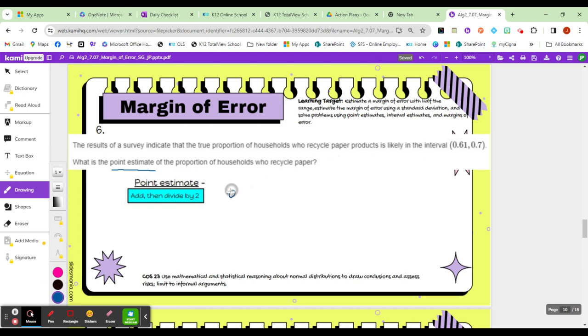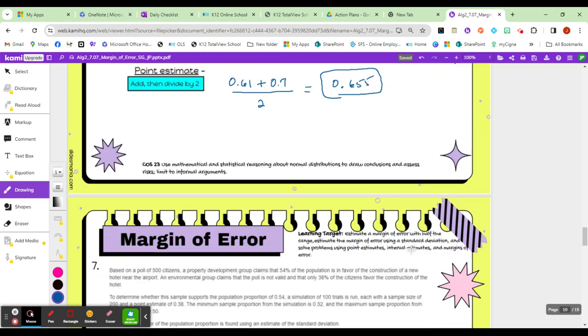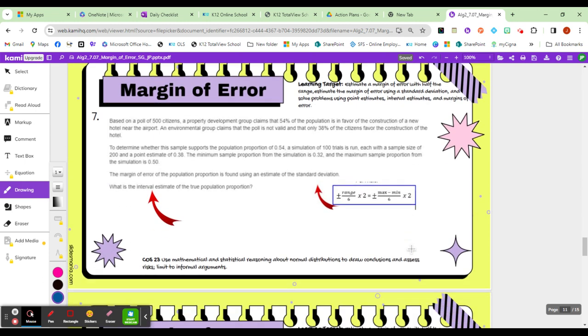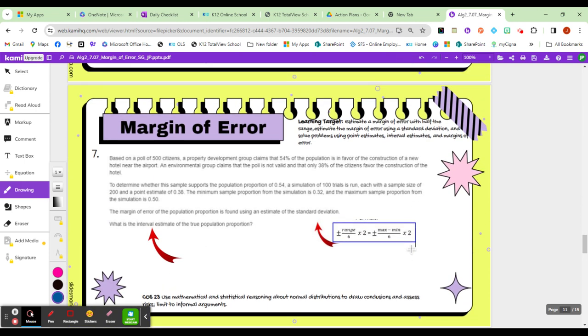So that's when we add, and it doesn't matter which one comes first when I'm adding. If I'm subtracting to find the margin of error, I always want the bigger number to come first, and then I divide by 2. So 0.61 plus 0.7 divided by 2, add this first, then divide by 2, and that gives me 0.655. That would be the number that's right in the middle between these two. We don't use plus or minus when we're finding the point estimate. We only use that when we do margin of error.